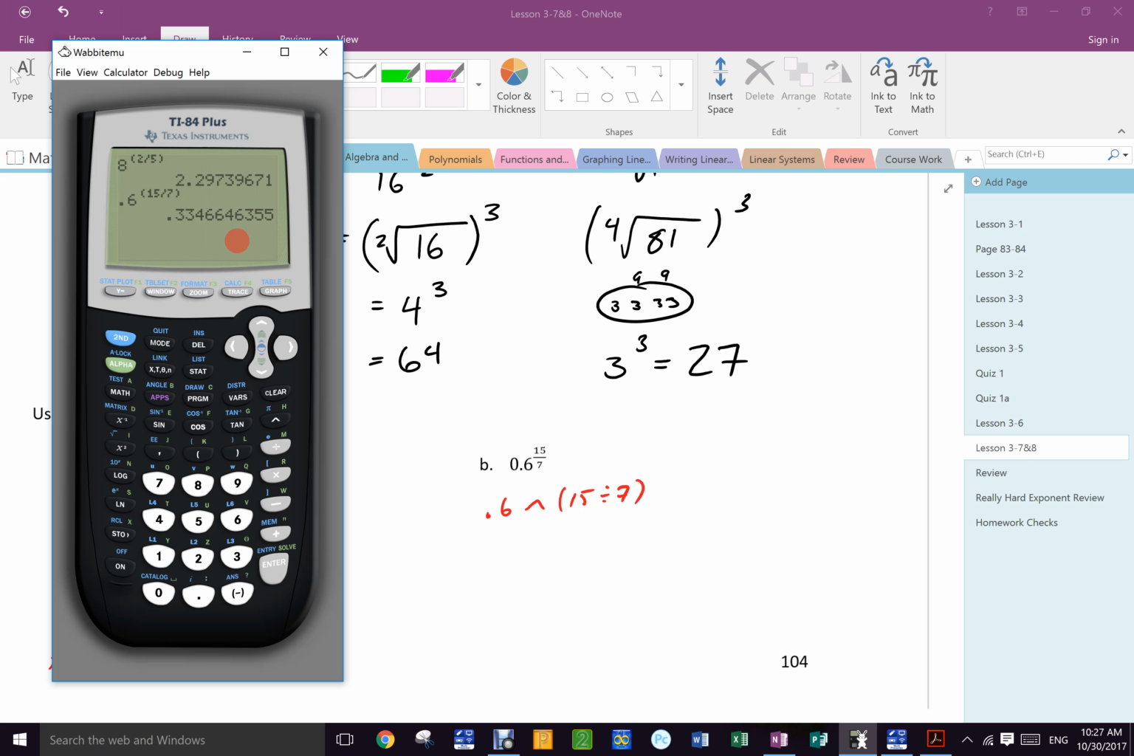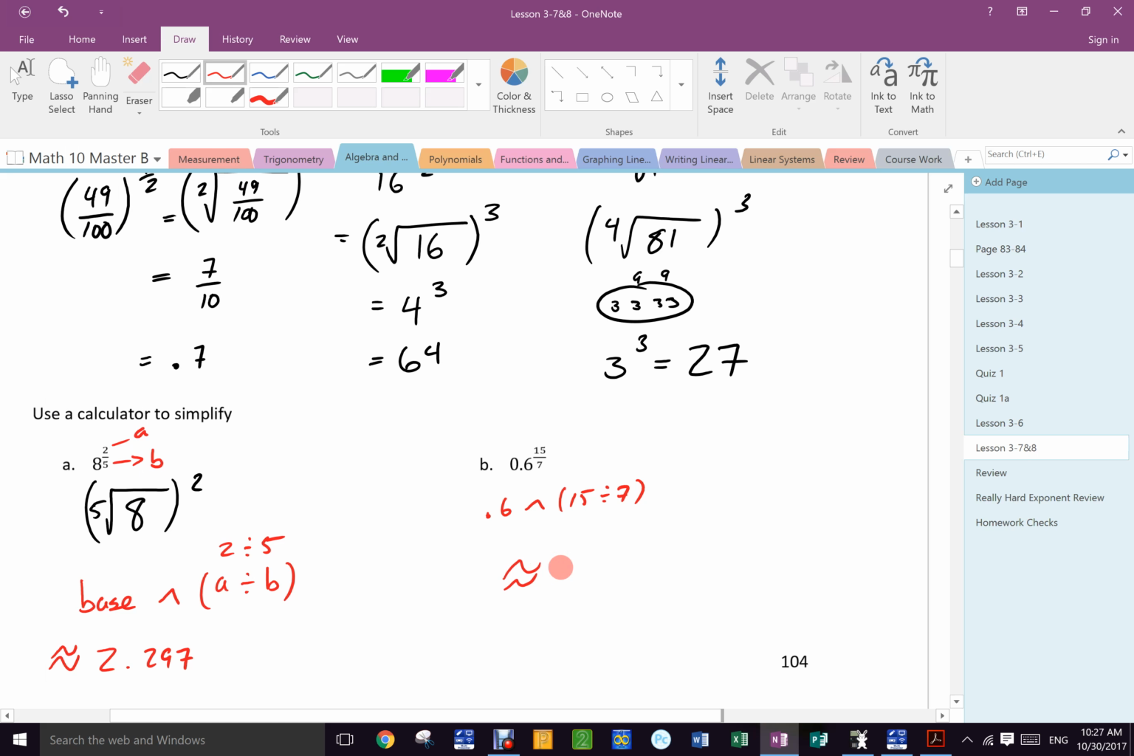Where could you round it to? You could leave it as 0.3. I'd be happy. 0.33. You could even go 0.335. I would be happy with all of that. Just remember, it's approximately. It's like 0.335, right? Everybody cool?